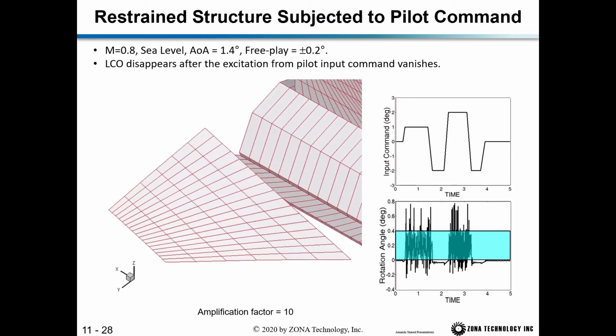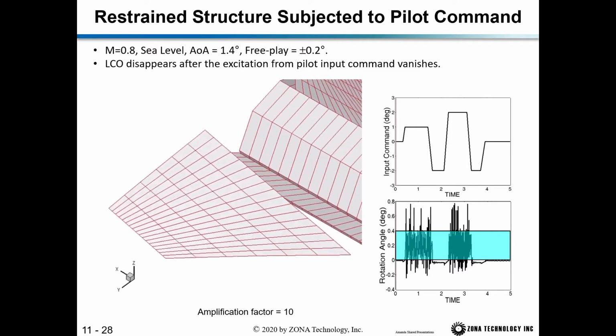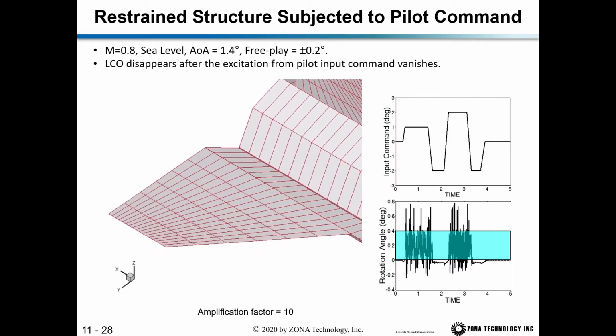So you can see that with our input command, the pilot gives these doublets, and then this is the resulting rotation angle in the tail. So you can see that as we go through these regions where the tail is unloaded, we have an LCO response of the tail. And then when the pilot loads the tail due to these commands, the LCO actually disappears.